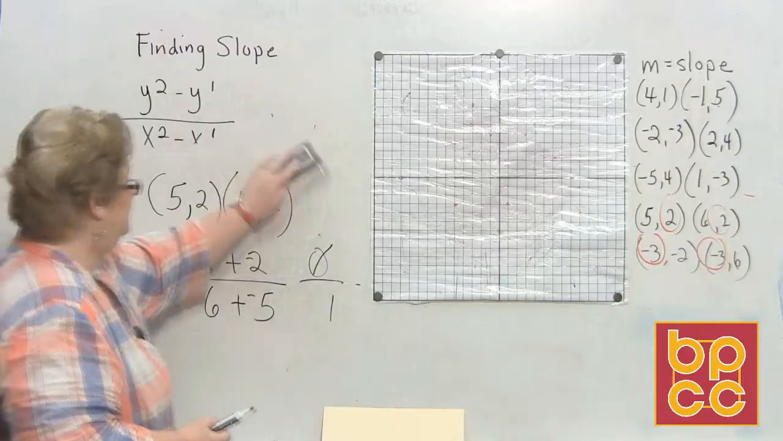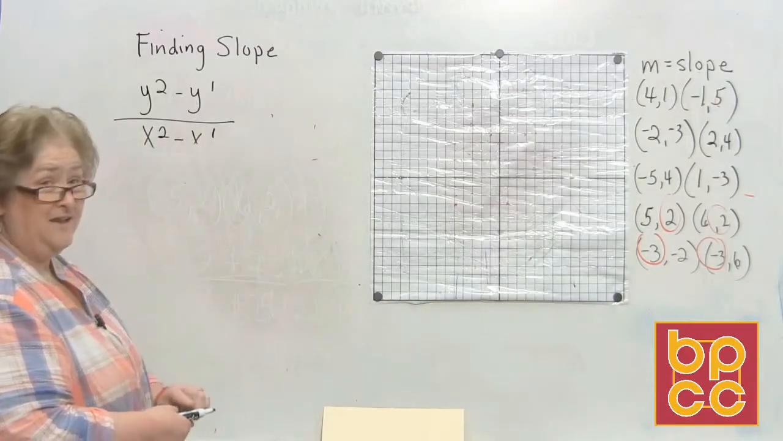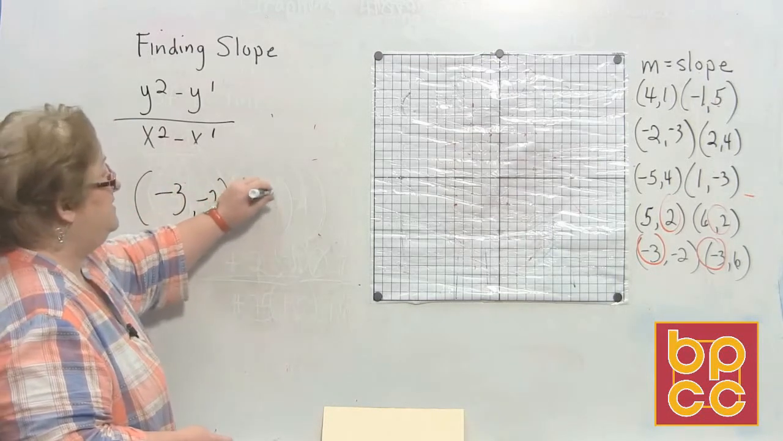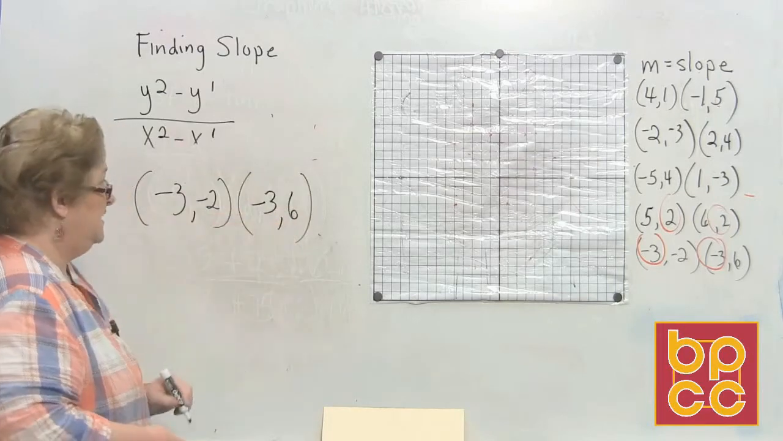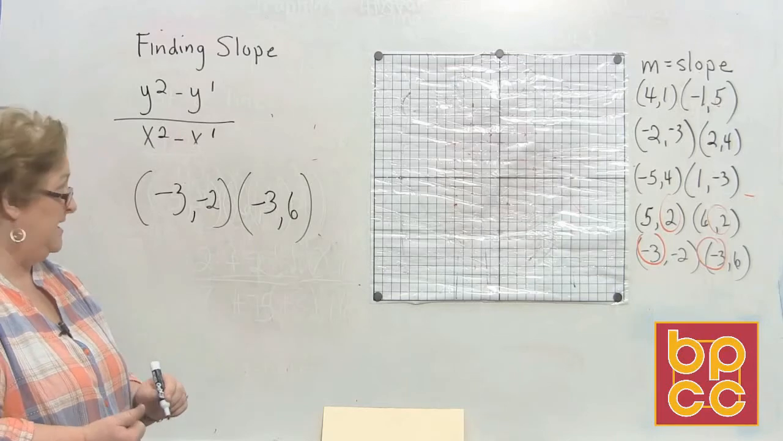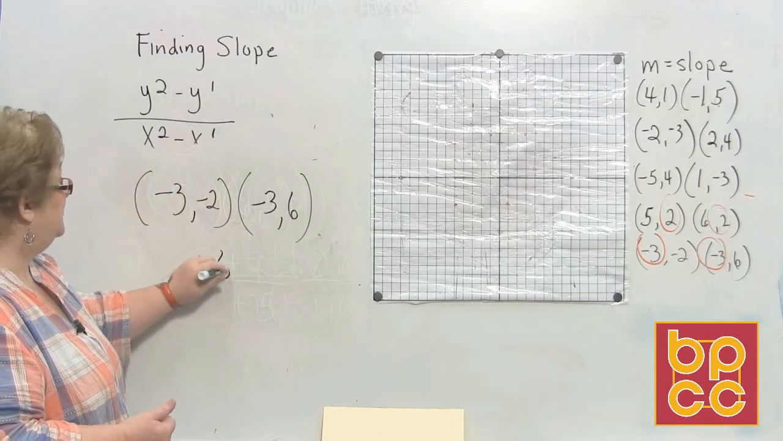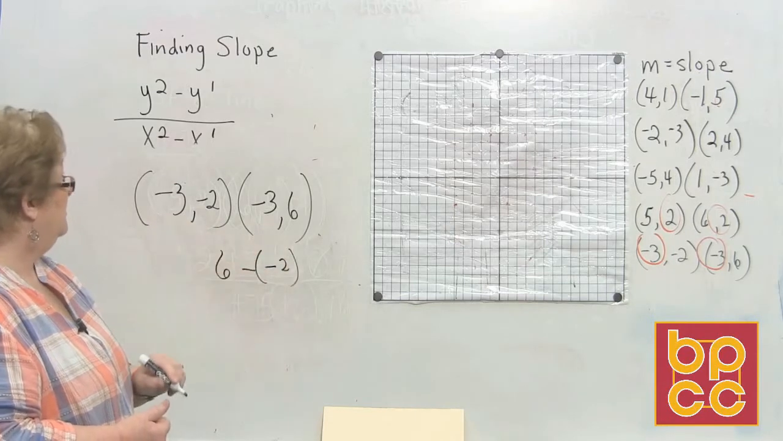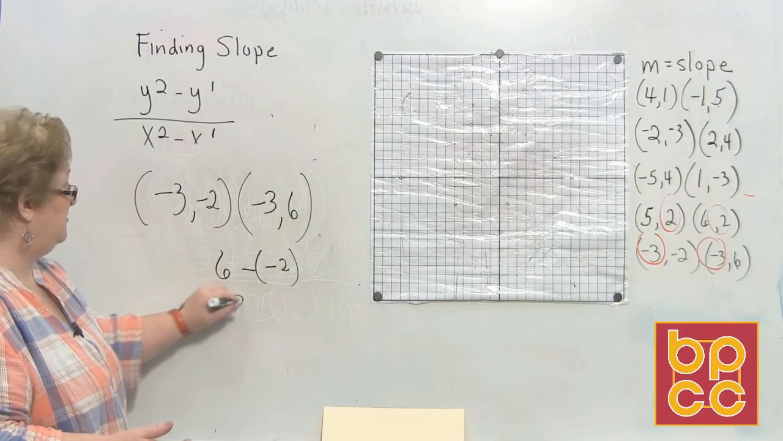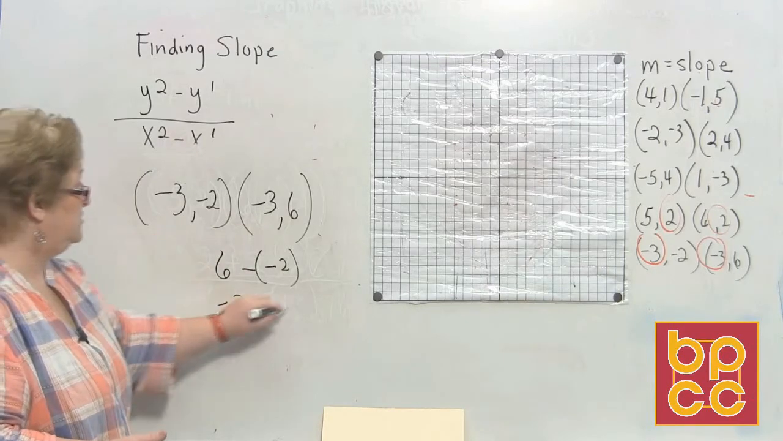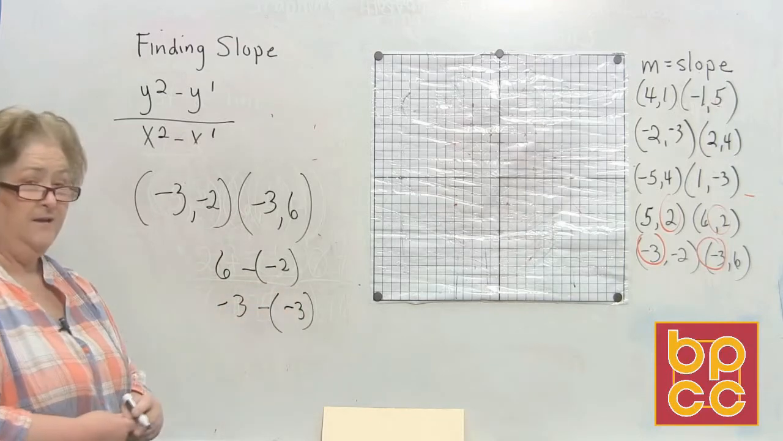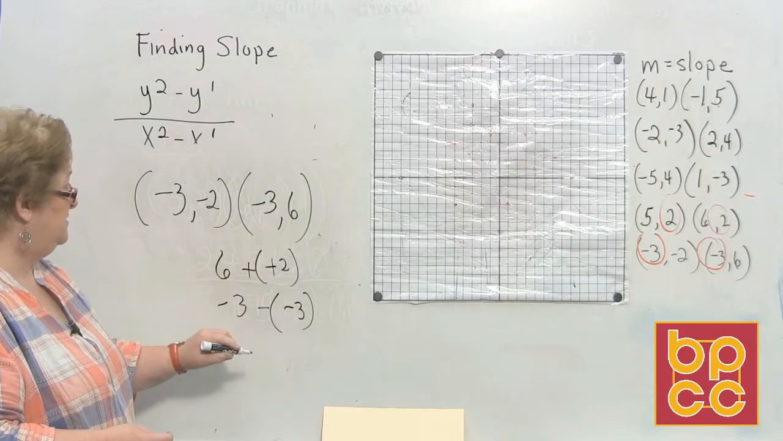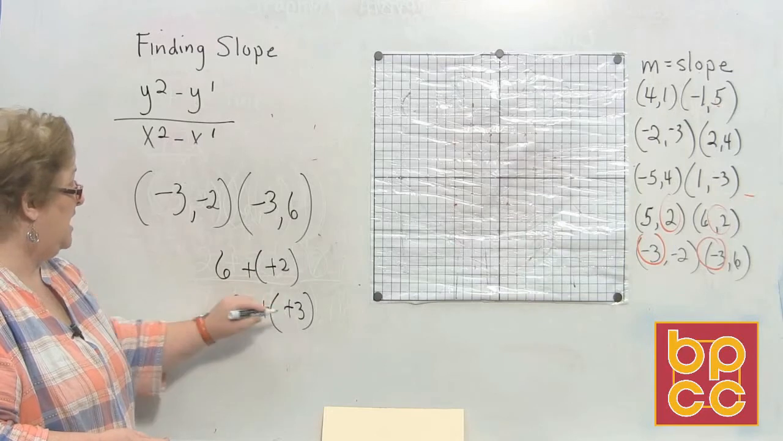Okay? Now let's look at the one where the x's were the same. We have a -3, -2, and we have a -3, 6. Now using the same formula, let's see what happens this time. The second y is a 6 minus the first y, which is a -2. The second x is a -3 minus the first x, which is a -3. All right, let's change our subtraction to addition. Keep your first one, add the opposite.